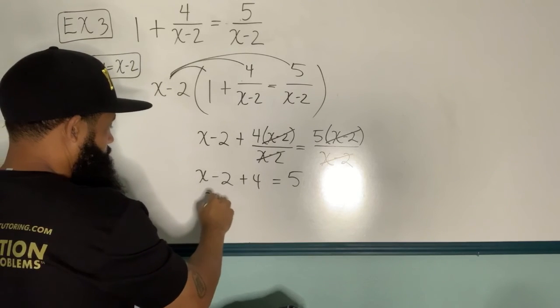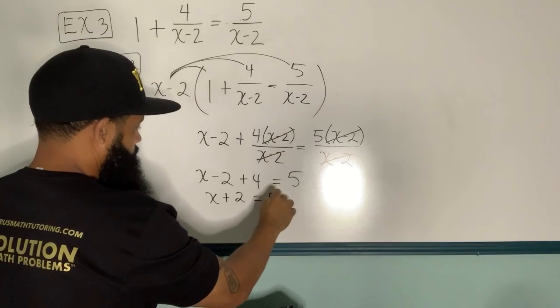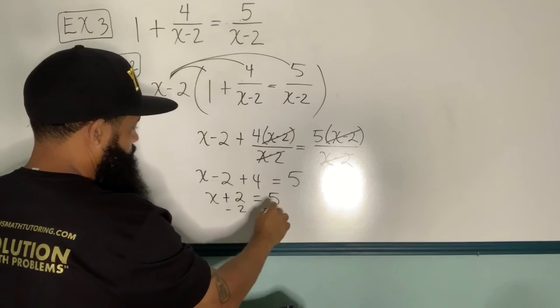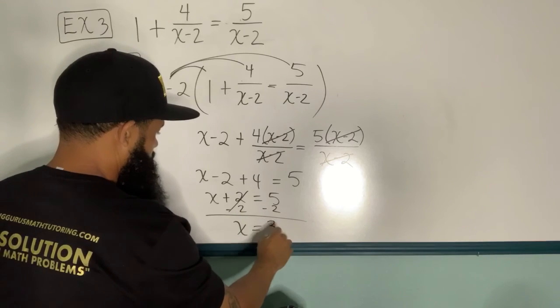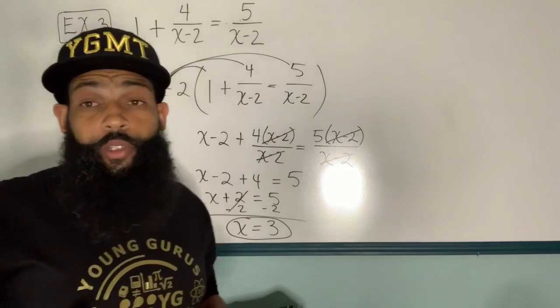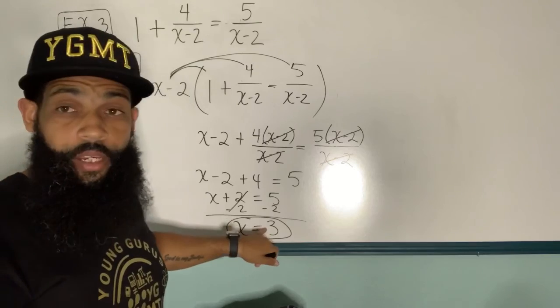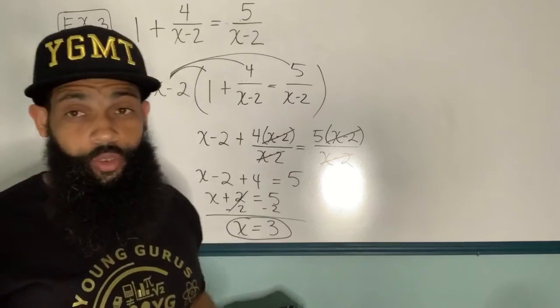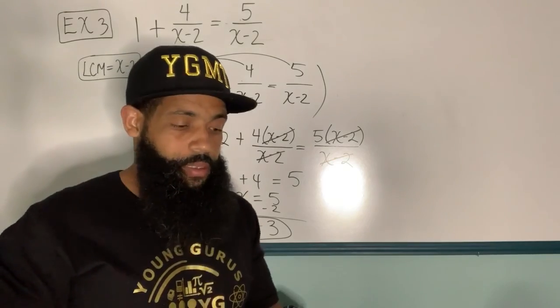Well, x minus 2 plus 4 is x plus 2. And then we subtract 2, subtract 2. Those cancel. x equals 3. That's our final answer. Always remember, you can go back and plug your value of the variable into the original equation, and it should equal out when you do the math on both sides. All right?